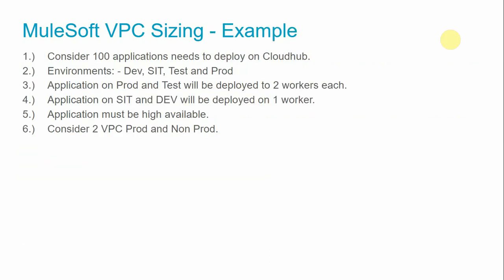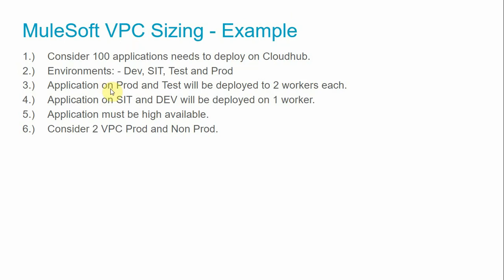Now we will learn how we can do the VPC sizing. I'm considering that there are 100 applications that need to be deployed on CloudHub. I have 4 environments: one is dev, one is SIT, test, and the prod.